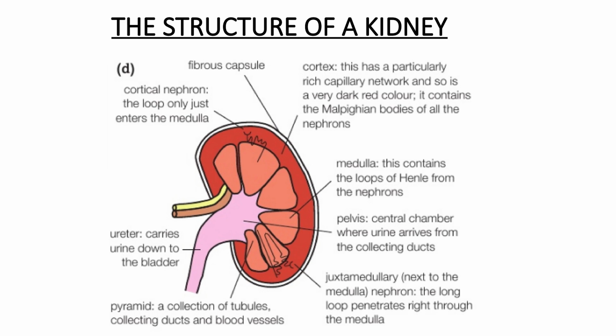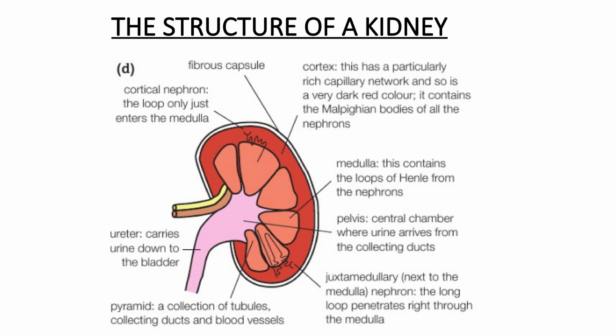Here is a diagram of a kidney, and now let's look at the labeling of the kidney. There is the fibrous capsule. Then there is the cortical nephron, which is the loop which only just enters the medulla. There is a cortex. This has a particularly rich capillary network and is very dark and red in color. It contains the Malpighian bodies of all nephrons.